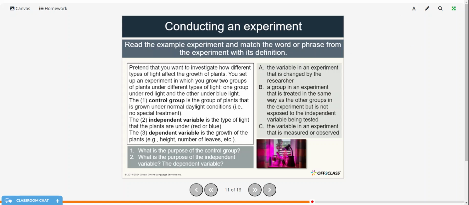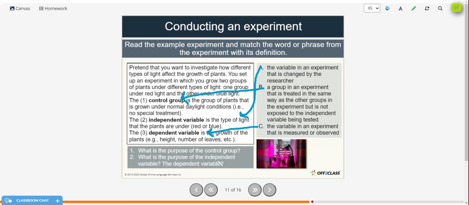So the variable in an experiment that is changed by the researcher, that would be the independent variable. A group in an experiment that is treated in the same way as the other groups in the experiment, but is not exposed to the independent variable being tested, that's the control group. And the variable in an experiment that is measured or observed, that is the dependent variable.